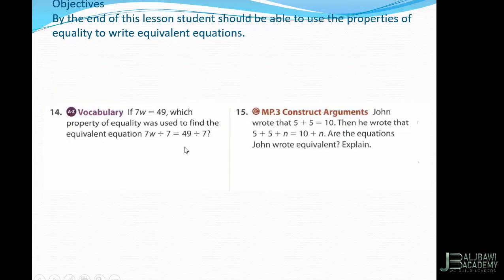Let me explain more questions. I like this kind of question. John wrote that 5 plus 5 equals 10. Then he wrote 5 plus 5 plus n equals 10 plus n. Are the equations John wrote equivalent? Yes, because n is a variable which represents any value, and the same value, the same amount, which is n, is added to both sides. So it's correct.